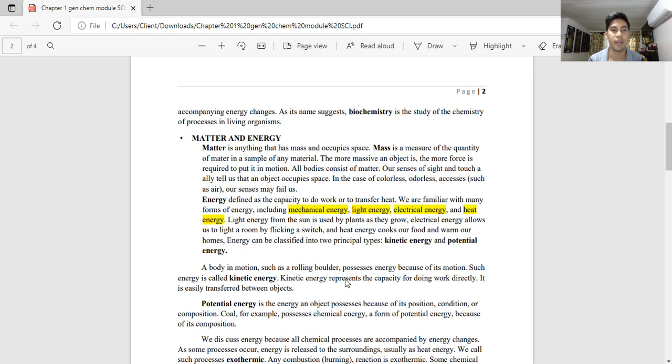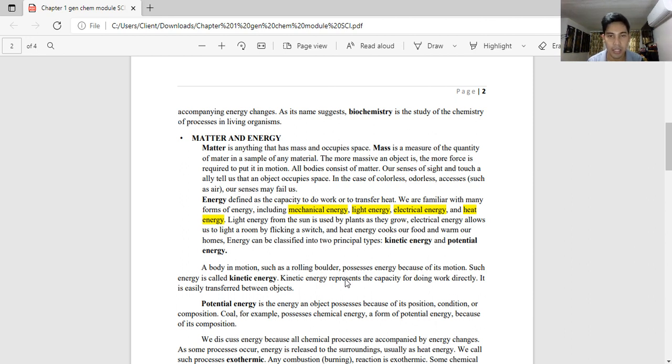Next, we have here compounds or matter and energy. Matter is anything that has mass and occupies space. Kaya hapos lang tandaan. Your matter is anything that has a mass and occupies space. Whereas your mass is the measurement of the quantity of matter in a sample of any material. Sabihin, ano kadamo ang imo nga matter sa any material.